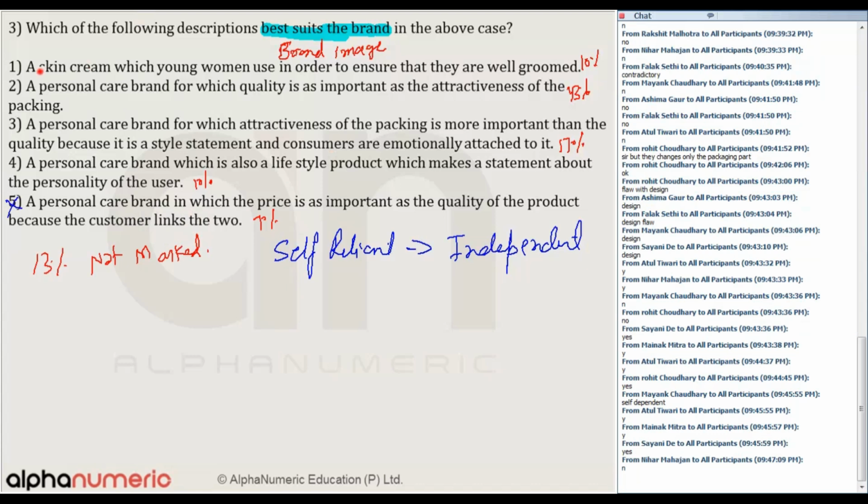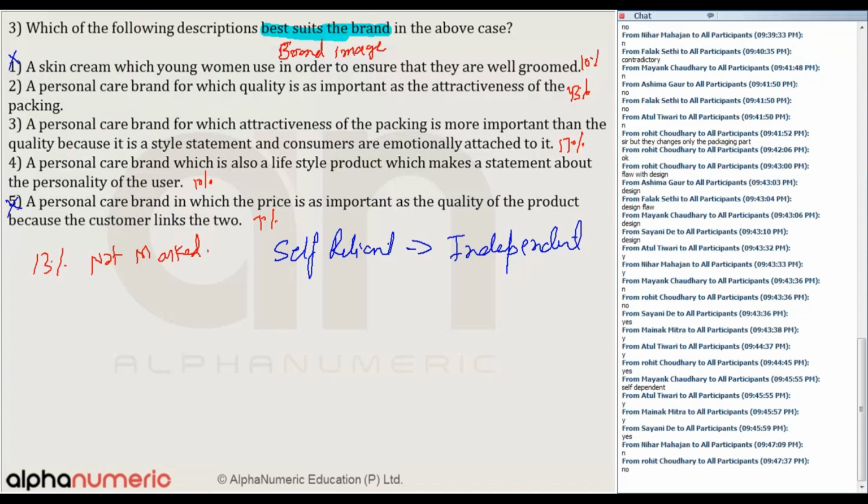Option number 1, a skin cream which young women use in order to ensure that they are well groomed. No, like I say, it is not talking about independent women. The third option, a personal care brand for which attractiveness of the package is more important than the quality. No. Packaging as well as quality, both are important. That's why they keep doing research year by year and keep improving the composition as well. So the answer can't be option number 3.